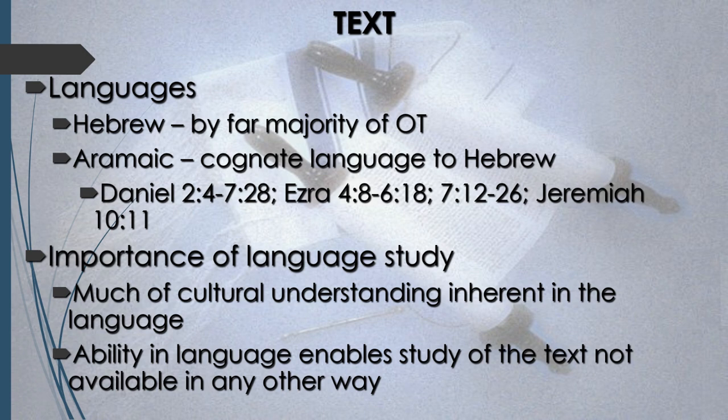There are some portions, however, and it's Genesis chapter 31 verse 47, the latter part of that, Ezra 4:8 through 6:18, and chapter 7 verse 12 through 26, Jeremiah chapter 10:11, and Daniel 4:2b through 7:28 that were actually written in Aramaic. So the majority of the Old Testament is written in Hebrew, but there are sections that are written in Aramaic. Now, Aramaic is a very similar language to Hebrew.